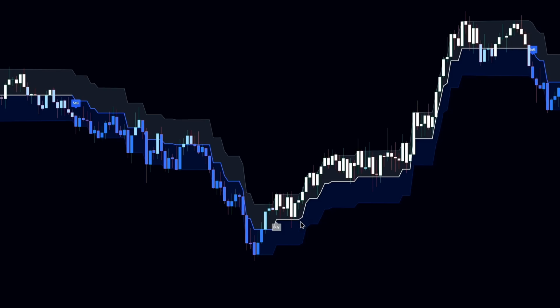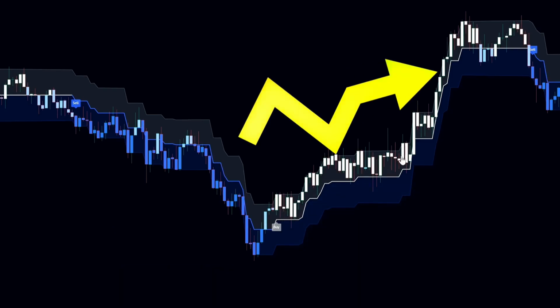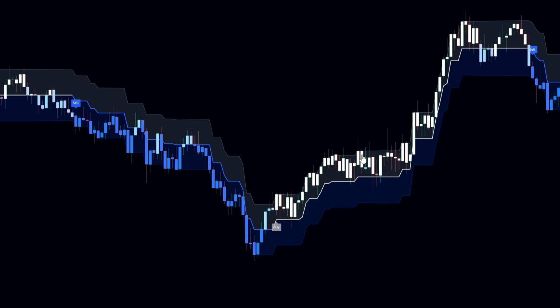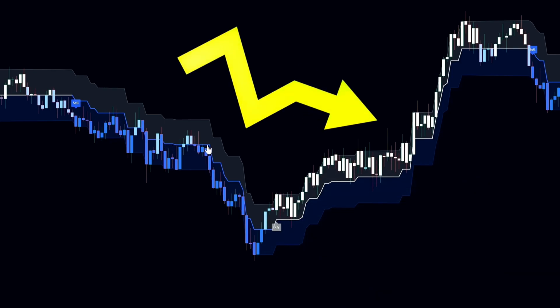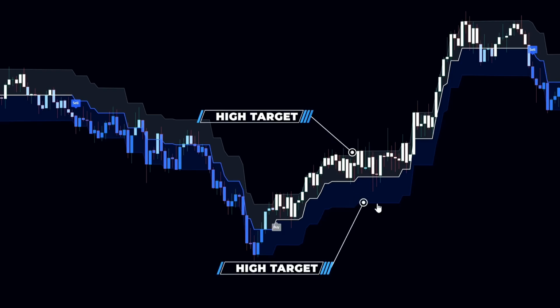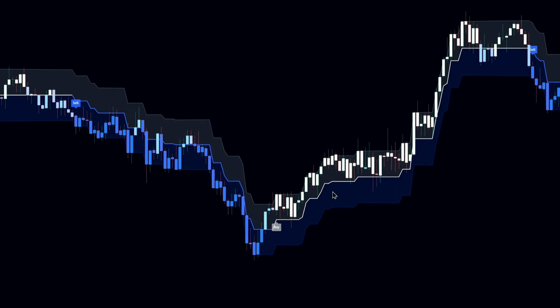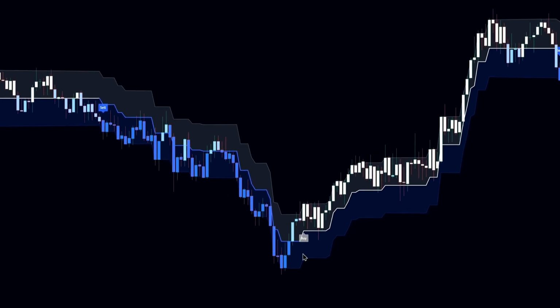The main components are the range filter line, which changes between white and blue based on the trend. In a bullish market, it's white and the candles match that color. In a bearish market, it's blue, and so are the candles. The high target at the top and the low target at the bottom act as trailing stop loss levels. The space between the targets and the range filter is shaded gray on top and blue at the bottom. Buy and sell labels mark where price breaks out. When price breaks above the high target, a buy signal appears. When it drops below the low target, a sell signal is printed.